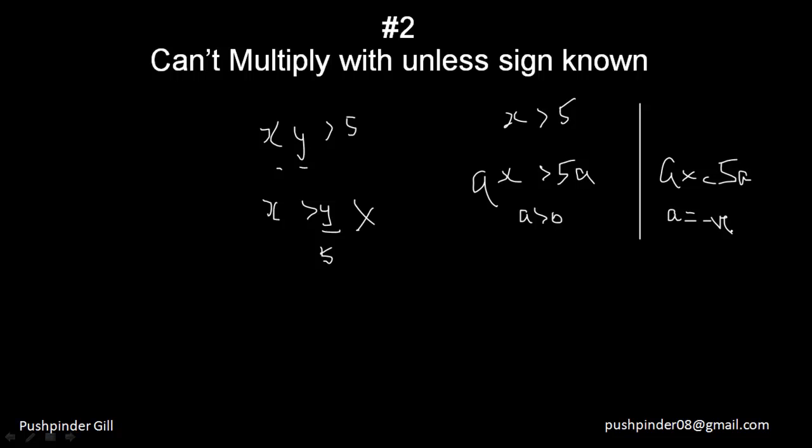Talking about integers only, right? So you cannot multiply or divide unless you know the sign. So if I just simply say ax is greater than 5a, you can't say because you don't know the sign of a here, right? So make sure when you multiply with a variable, you know the sign of the variable. These are the common mistakes that we always do when we do some GMAT questions.